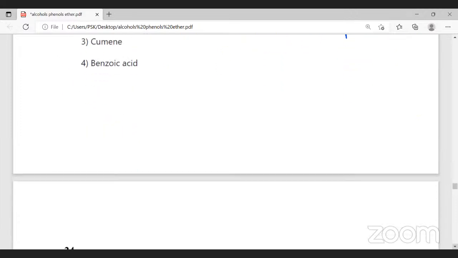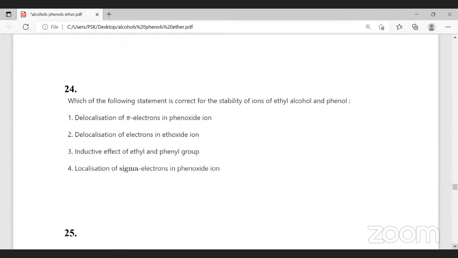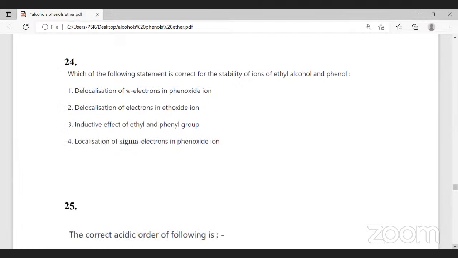The next question. There are a few questions and then we are going to the topic ether. Which of the following statements is correct for the stability of ions of ethyl alcohol and phenol? Delocalization of pi electrons in phenoxide ion, delocalization of electrons in ethoxide. This ethoxide, alcohols are not stable because there is no stabilization. Inductive effect of ethyl and phenyl group, no. Delocalization of sigma electrons in phenoxide ion, no. Movement of pi electrons in phenoxide ion.